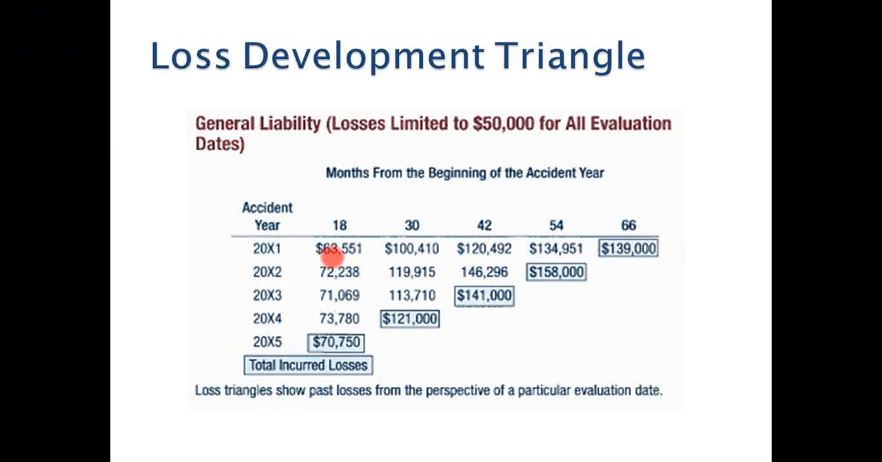If you look at 2001, a claim was originally, we ended at 18 months, and the total value of those losses was $63,551. 12 months later, that same set of claims is now worth $100,000. And by the time it almost closes out, 5.5 years later, we're at $139,000. So you can see how this number almost doubled. You can see the same thing here: 72,000 doubled to 158,000, 71 to 141.